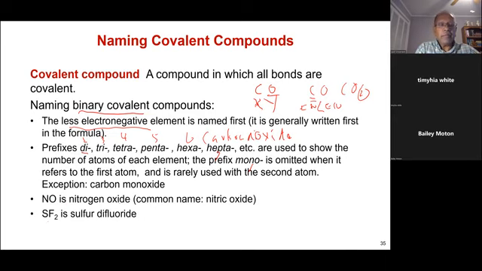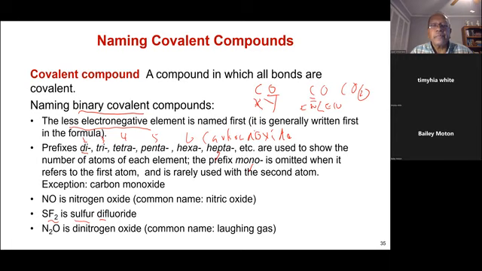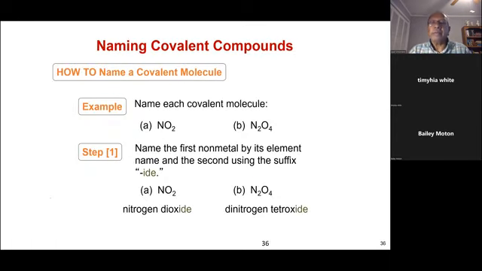This molecule is sulfur with 2 fluorines, difluoride. Sulfur is less electronegative. Fluorine has the highest electronegativity. Therefore, sulfur difluoride. For example, in this molecule nitrogen is less electronegative than oxygen. You call it nitrogen dioxide.